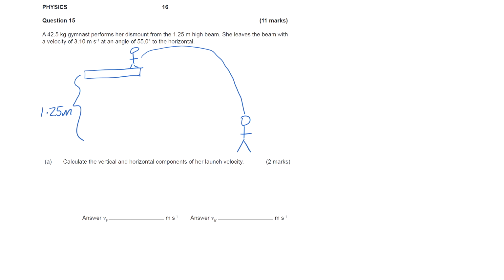I'm going to draw in the velocity over here. They've told you that it is 3.10 meters per second and it is at 55 degrees to the horizontal. So this would be your UX, and this will be your UY. Now, if they hadn't asked me in the first section, which says calculate the vertical and horizontal components of her launch velocity, I would actually do that straight away at this point. You always need that, so it's always worth doing.